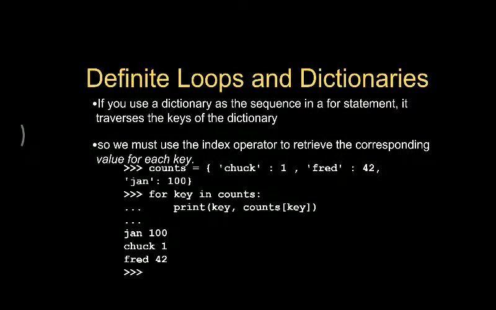Definite loops and dictionaries. If you use a dictionary as the sequence in a for statement, it traverses the keys of the dictionary. So we must use the index operator to retrieve the corresponding value for each key. So we can give the key and value pairs: for key in counts, print key, counts[key]. Depending on the particular key, we can get the total number of occurrences, that is with the help of definite loops and dictionaries. So here it will print Jan comes 100 times, Chuck comes 1 time, Fred comes 42 times.